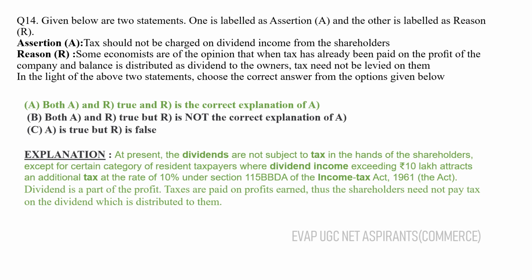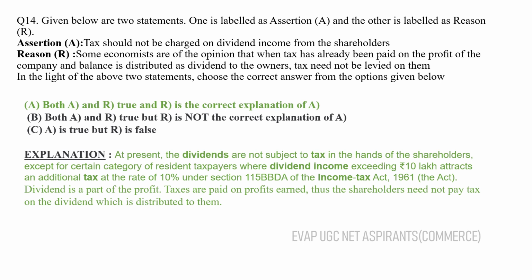The reason is, some economists are of the opinion that when tax has already been paid on the profit of the company and the balance is distributed as dividend to the owners, tax need not be levied on them. So we need to choose the correct option. First is both A and R are true and R is the correct explanation of A.